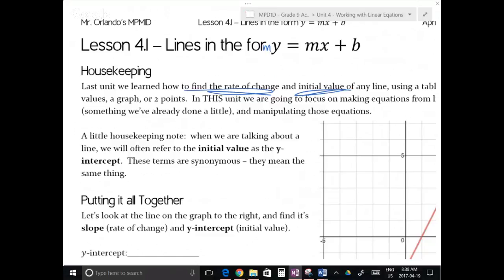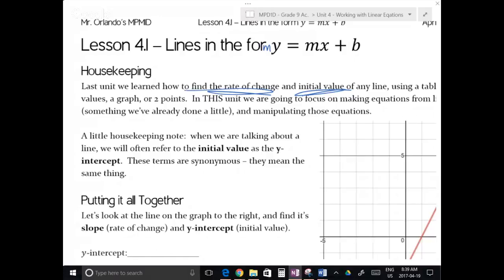Looking at a graph. So we can look at a graph? What is that, a table? Good. We can look at the table of values. So we know how to find the rate of change and the initial value just looking at a table.